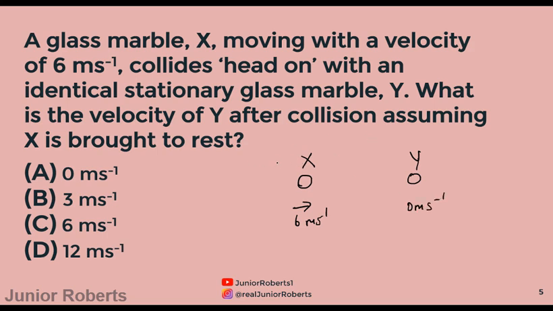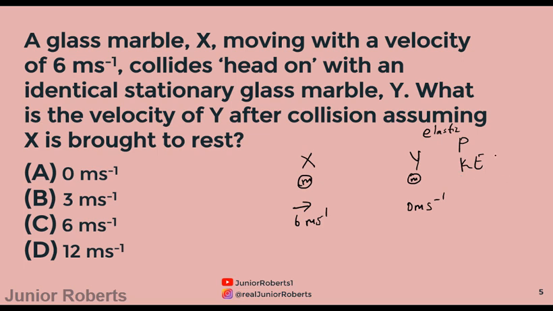Now, since there are two identical marbles, we're gonna call their mass M and M. Now, what the question here says happens is that when marble X collides with marble Y, marble X remains stationary and marble Y moves off with a certain velocity. So if we think back to the concept of collisions, this would be an example of a perfectly elastic collision. So therefore, two things will be conserved. Momentum will be conserved, and also kinetic energy will be conserved.